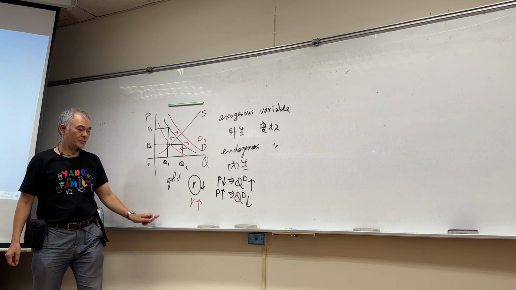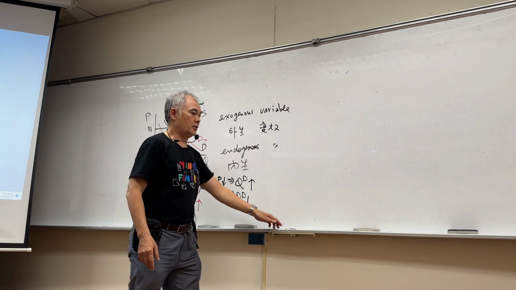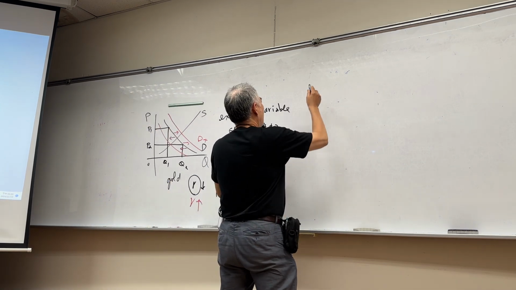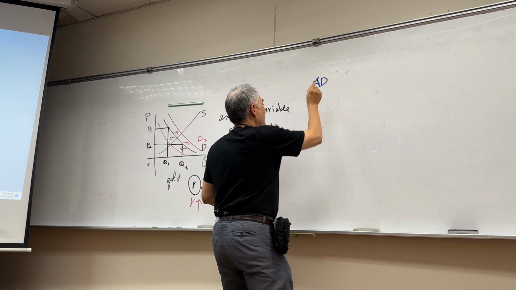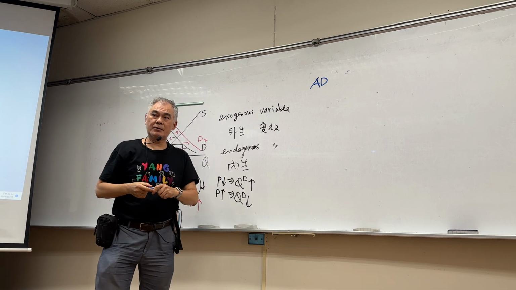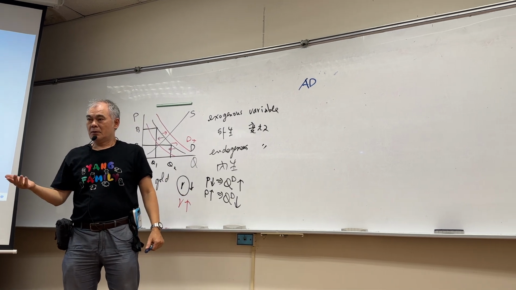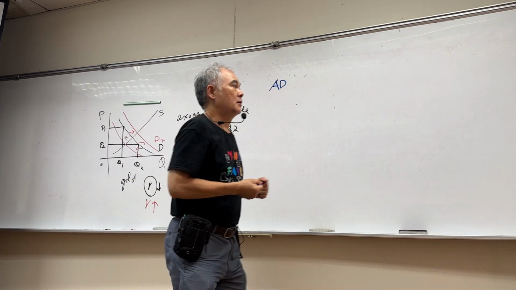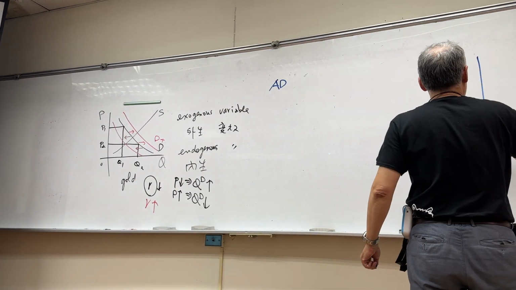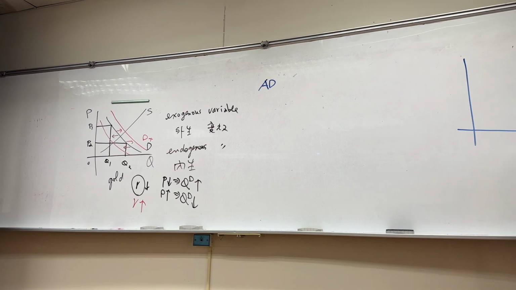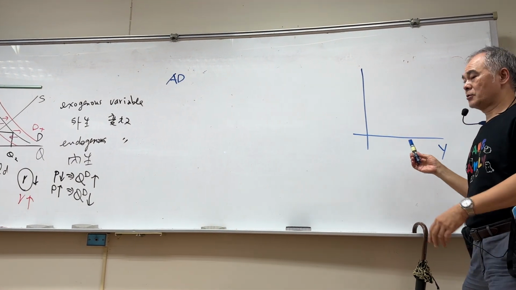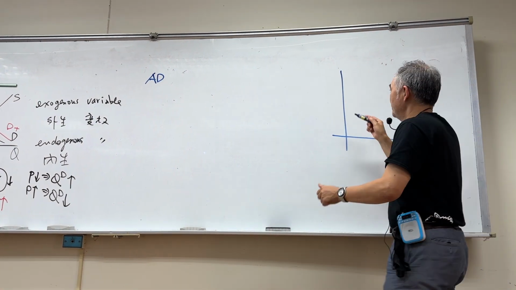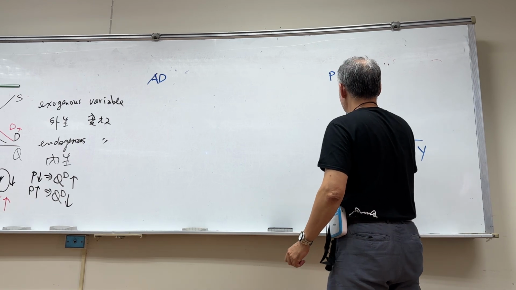Questions? Okay, and now we are going to derive aggregate demand. Before we go to aggregate demand, I want to review a little bit what we have done on aggregate supply. So here is the aggregate supply. Y is national income, and P is the general price level.